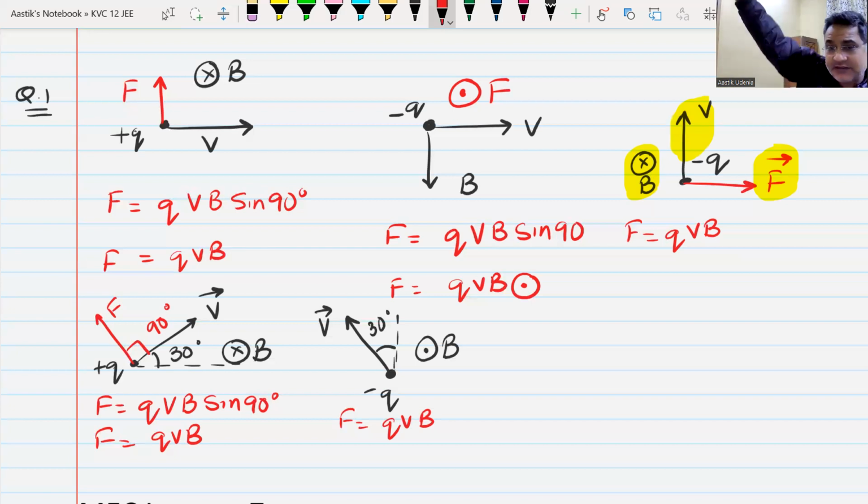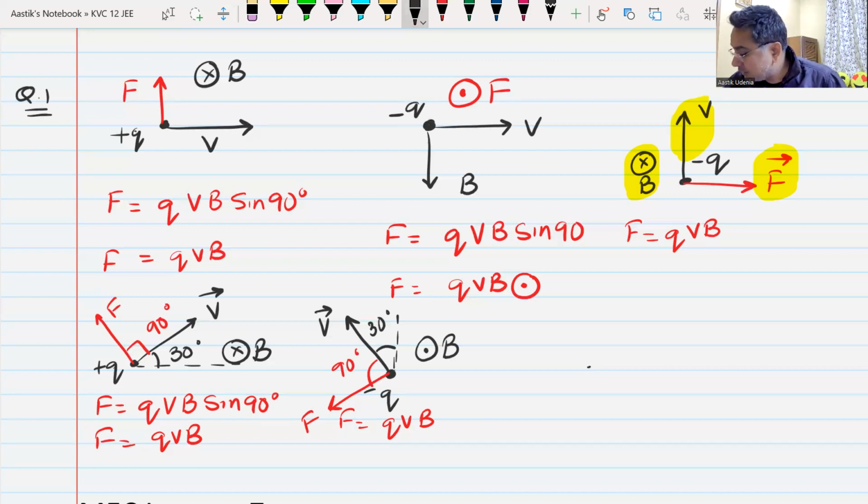But remember, this is a negative charge. Force cannot go in this direction. So the direction in which force will go will be opposite to it. This angle would be 90 degrees and this would be the direction of force. Do we understand this?